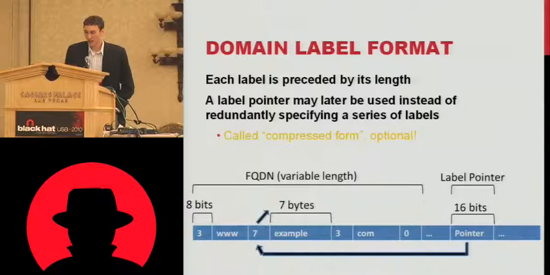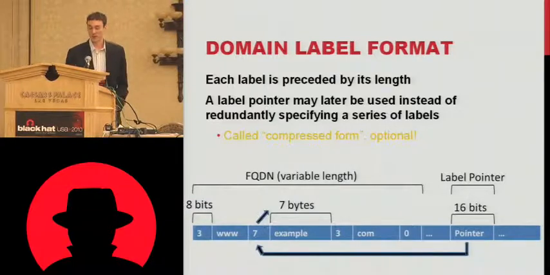This is what the domain label format looks like in a DNS packet. When you have a domain, like in this case www.example.com, the dots aren't actually placed somewhere in the packet. What you have is each of the labels separated by the length, before each label is the length of that label, specified in 8 bits. So before www you have a 3, then you have a 7 for example, a 3 for com, and then each domain is ended with a 0-length 8-bit segment.